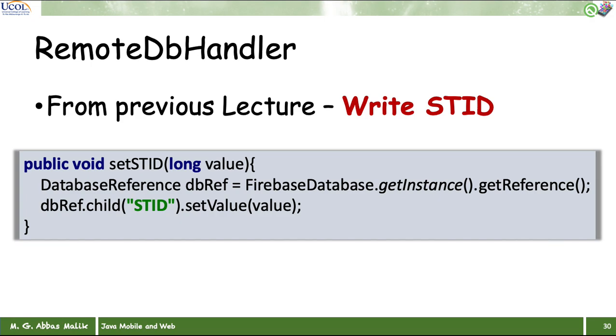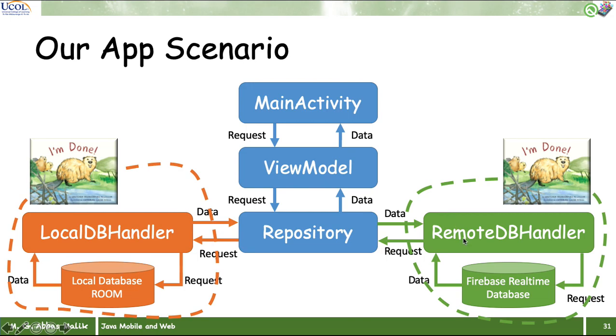Remember, in the main activity we have the add student method, or the add student button, in which we start a new activity, and in that activity we get the information from the user, and it will be added inside our Firebase database, and eventually it is also added automatically inside our local Room database. Okay, so with this read and write operation, we have completed our remote database handler.